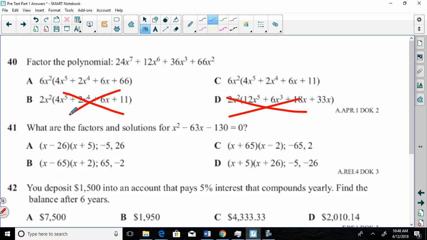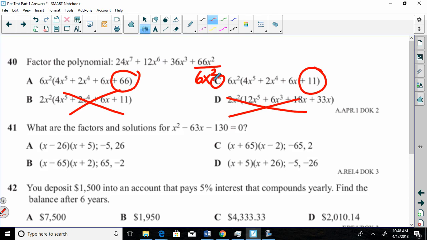What's the only difference between A and C? We learned how to divide these and do all this last class, so I'm not going to go through the work. The last, the constant, right? So what are you dividing each thing by? 6x squared, right? What is 66 divided by 6? 11. So what's your answer? C. Don't do more work than you have to.